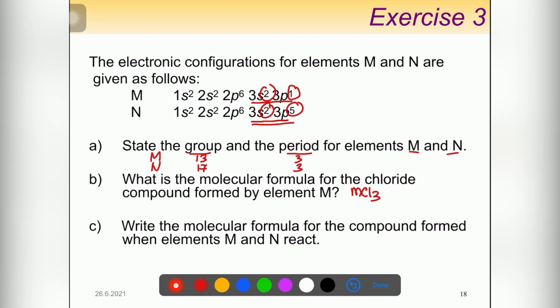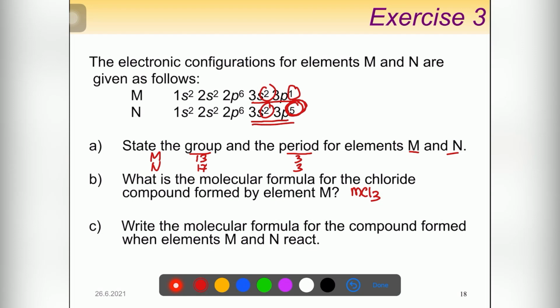Okay, and write the molecular formula for the compound formed when the elements M and N react. M, when it removes 3 electrons, will become M3+. And N, to achieve the stability of the noble gas configuration, has to accept 1 more electron. You see that it needs 1 more electron to achieve the noble gas electronic configuration.